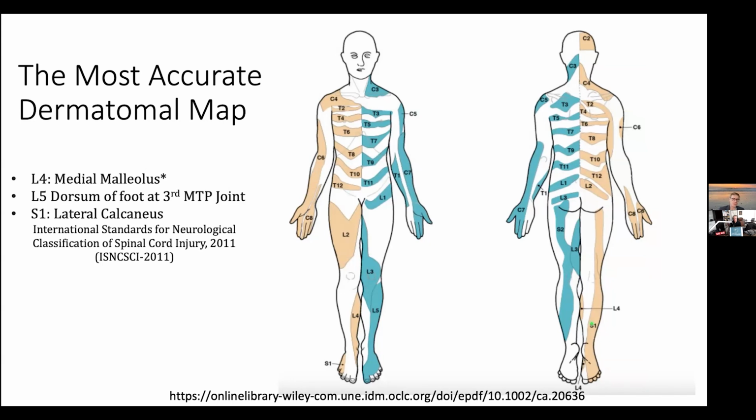So of interest to your listeners would be things like L4 is typically best tested at the medial malleolus. The L5 dermatome is most accurate on the dorsum of the third metatarsophalangeal joint. S1 is most accurately tested at the lateral calcaneus. It should be noted that this same group also came out in about 2017, I think it was, and conceded that medial malleolus can be variable for L4. So that one is still a little up in the air, but those others are very consistent.